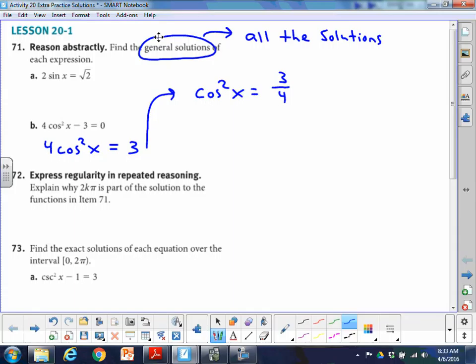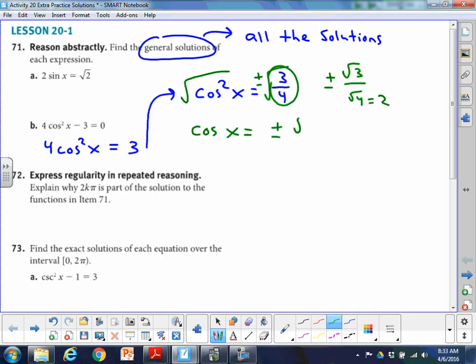And then again, just think algebra. This is something squared, so we need to take a square root here. We'll take the plus or minus square root, and we'll be left with just cosine of x. Really what we have is the square root of 3 over the square root of 4. If you're taking the square root of a fraction like that, you can split it up into 2 square roots. And the square root of 4 is really just 2. So this is plus or minus the square root of 3 over 2.